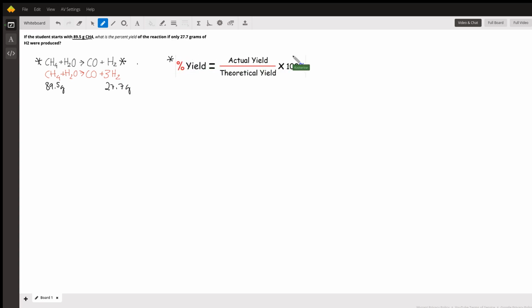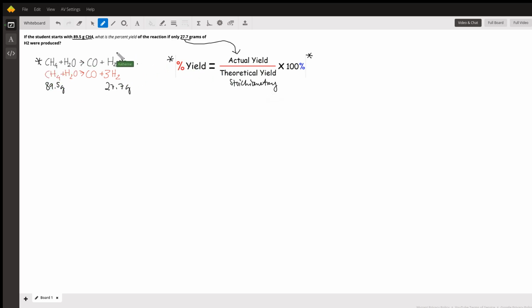Another important thing is this equation for percent yield. Percent yield is equal to actual divided by theoretical times 100. So this information that we're given in the problem is our actual yield, so we're going to be plugging in 27.7 into the numerator here. To figure out our theoretical yield, we're going to need to use stoichiometry.